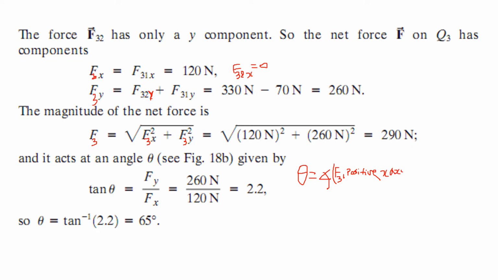Then this angle theta is calculated by taking its tangent, which is equal to the y component divided by the x component, 260 newtons divided by 290 newtons. Then this is equal to 2.2. Then theta is equal to arctan of 2.2, which is equal to 65 degrees.